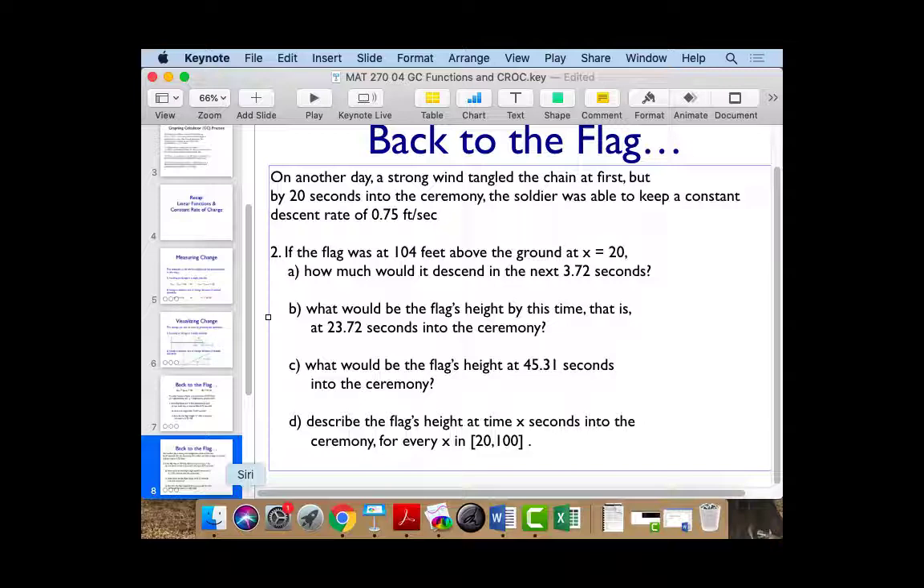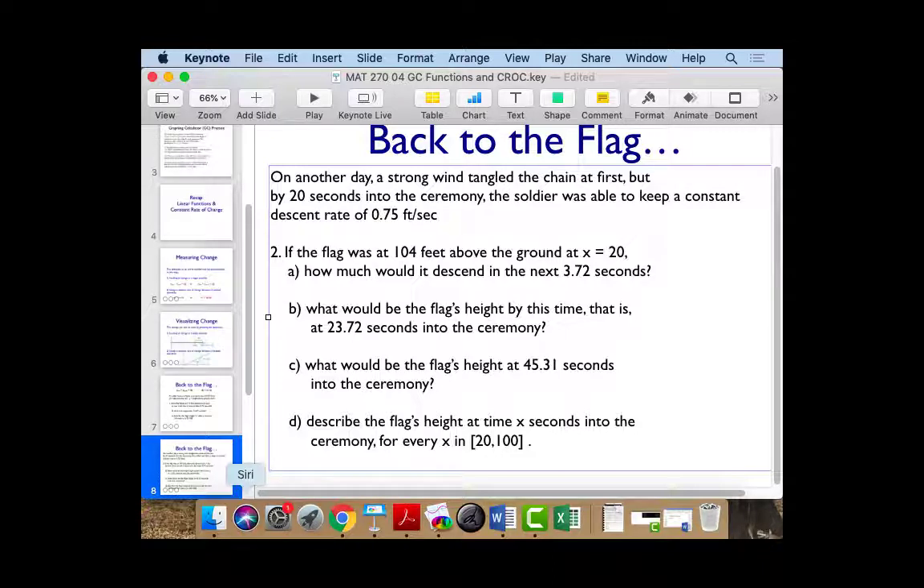So 25.31 seconds at this negative 0.75 feet per second would mean that it lowered by that product number of feet, putting its new height at 104 minus that amount that it lowered by. So if I want to describe this at any time x seconds into the ceremony after time 20, all I'd have to know is, how far is x past 20? Just like I needed to know how far is 45.31 past 20, this time when the constant rate started going into effect.